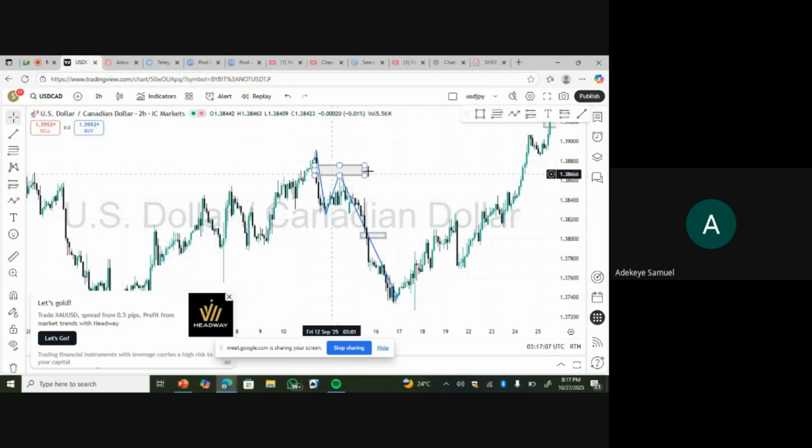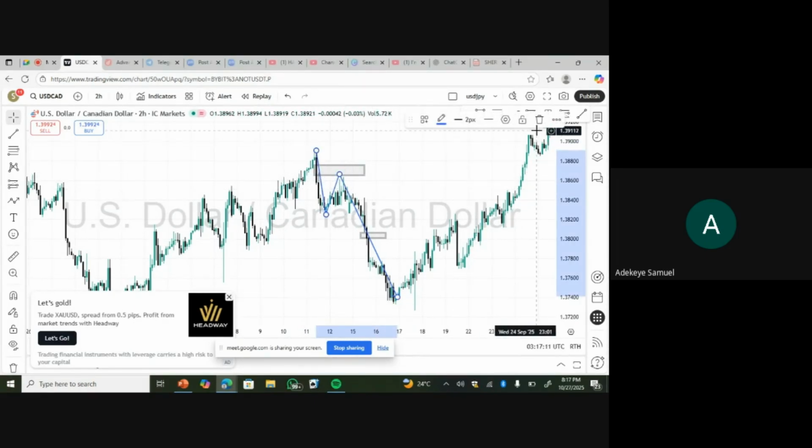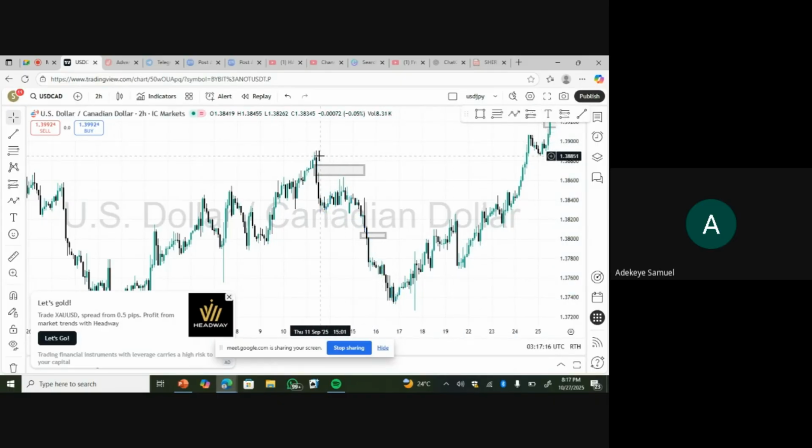This zone here is a fair value gap zone that the market retests. The reason why I call it fair value gap: this is three candles, but two of these are the candlestick formation.